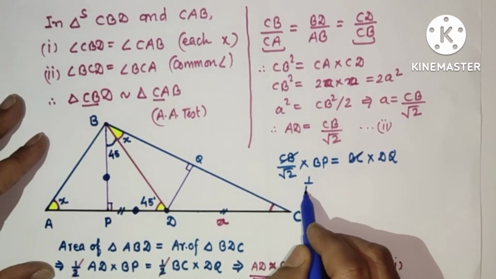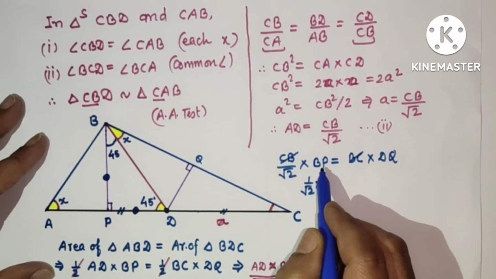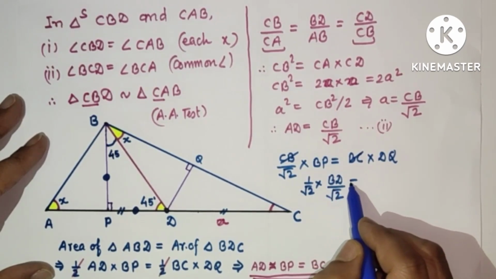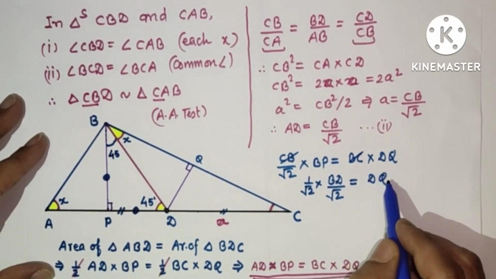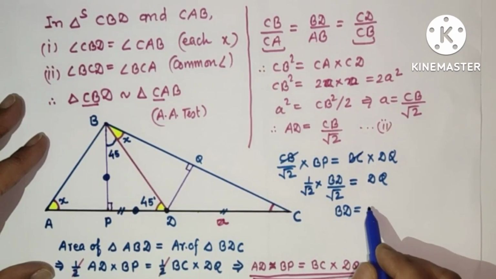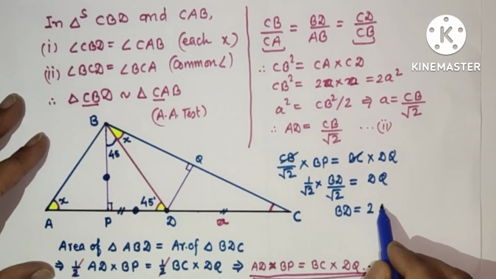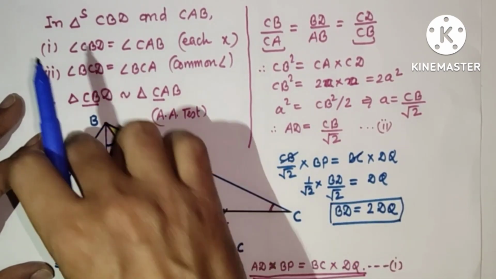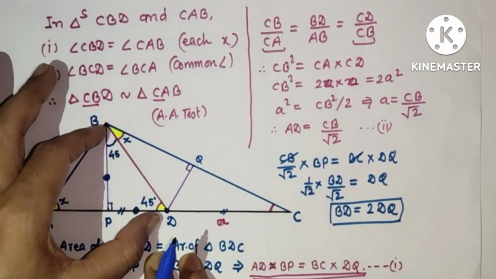So 1 upon root 2 BP, which is BD by root 2, is equal to DQ. Root 2 into root 2 is 2, so we found BD is 2 DQ. So this is an important result we found: BD is equal to twice of DQ.